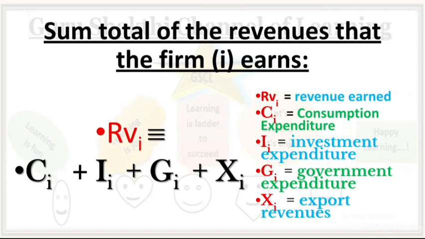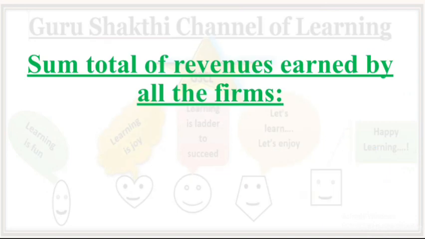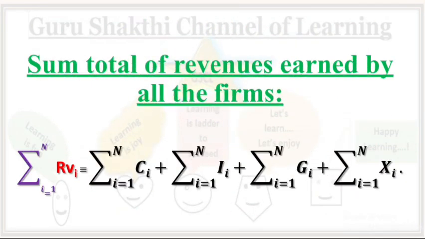But what we actually need is the revenue earned by all the firms. Sum total of revenues earned by all the firms is represented through this equation. In order to get the gross domestic product, we need the sum total of revenues earned by all the firms.